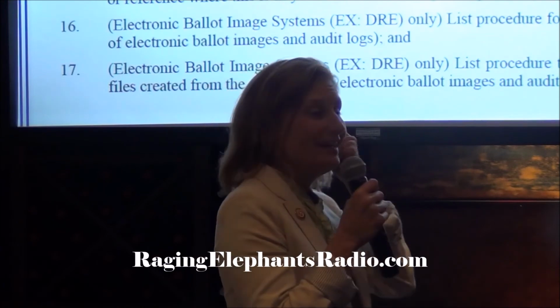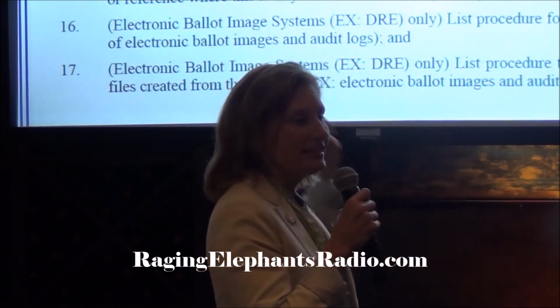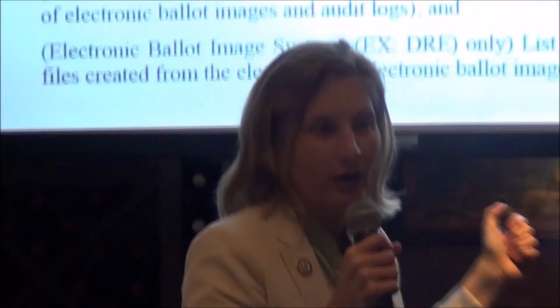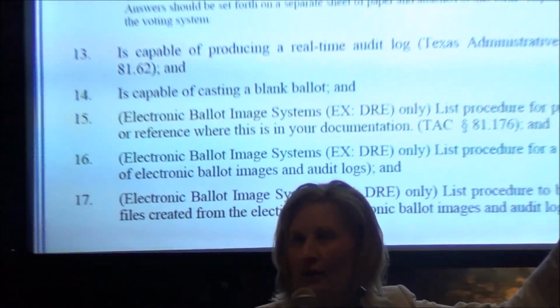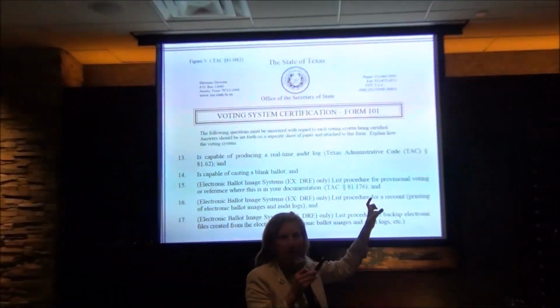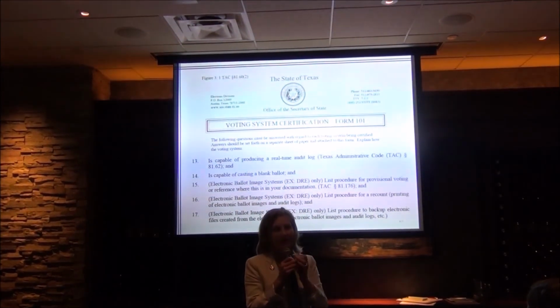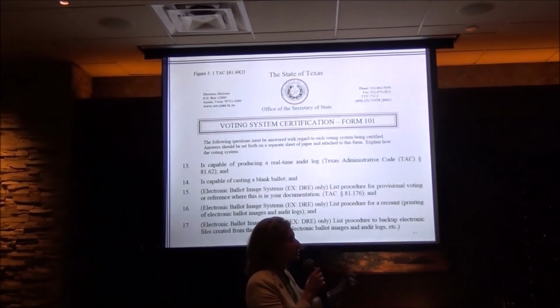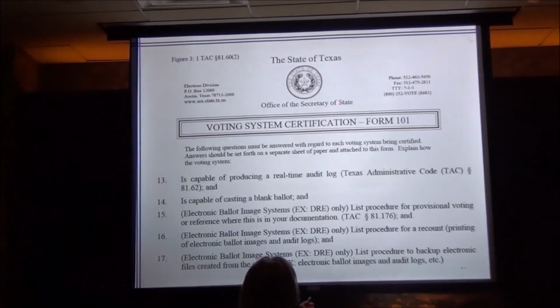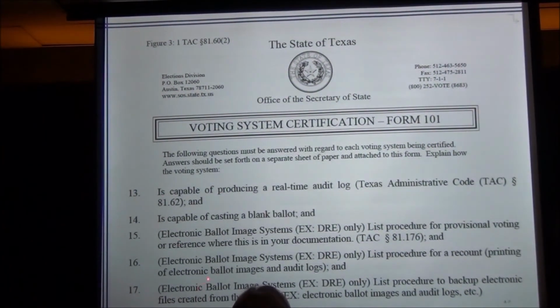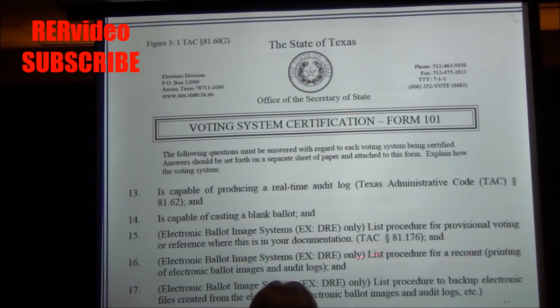Okay. And this gets worse, Tom, even in the Secretary of State's own administrative code. You've got the Texas Election Code, you've got the Texas Constitution, those are 2 documents, and the third thing is the Texas Administrative Code that gives direction to the Secretary of State. This is a certification form checklist that says what these software systems have to have on them for electronic voting. Number 16, electronic ballot image system for recounts. Printing of electronic ballot images. They had to check the box off that they could do it.